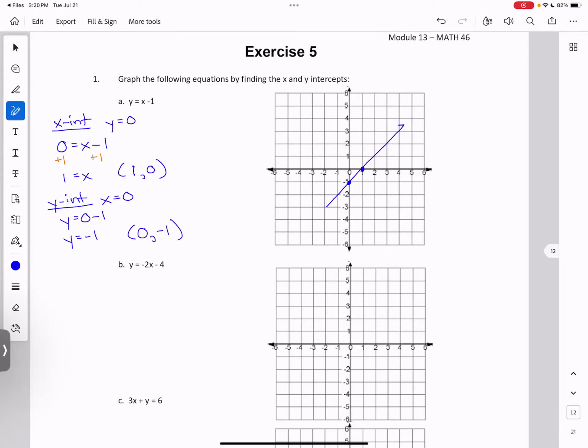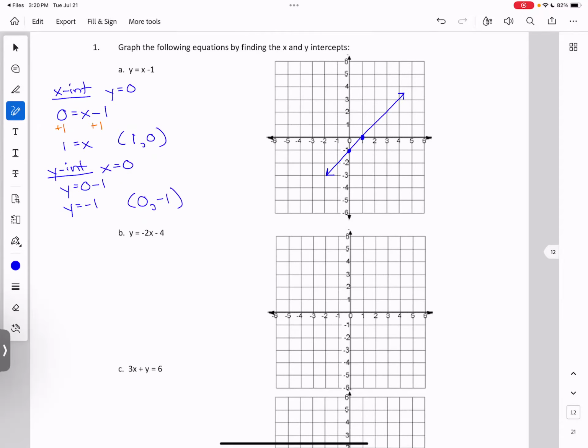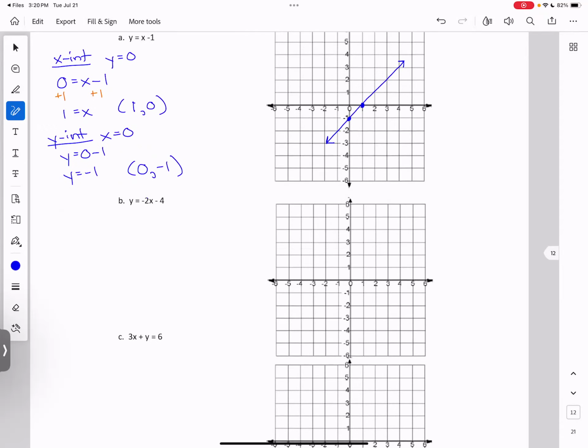And you should be using a ruler on these. You'll have to forgive me. Sometimes my tablet straightens that into a straight line and sometimes it doesn't. Okay, moving on to the next one.